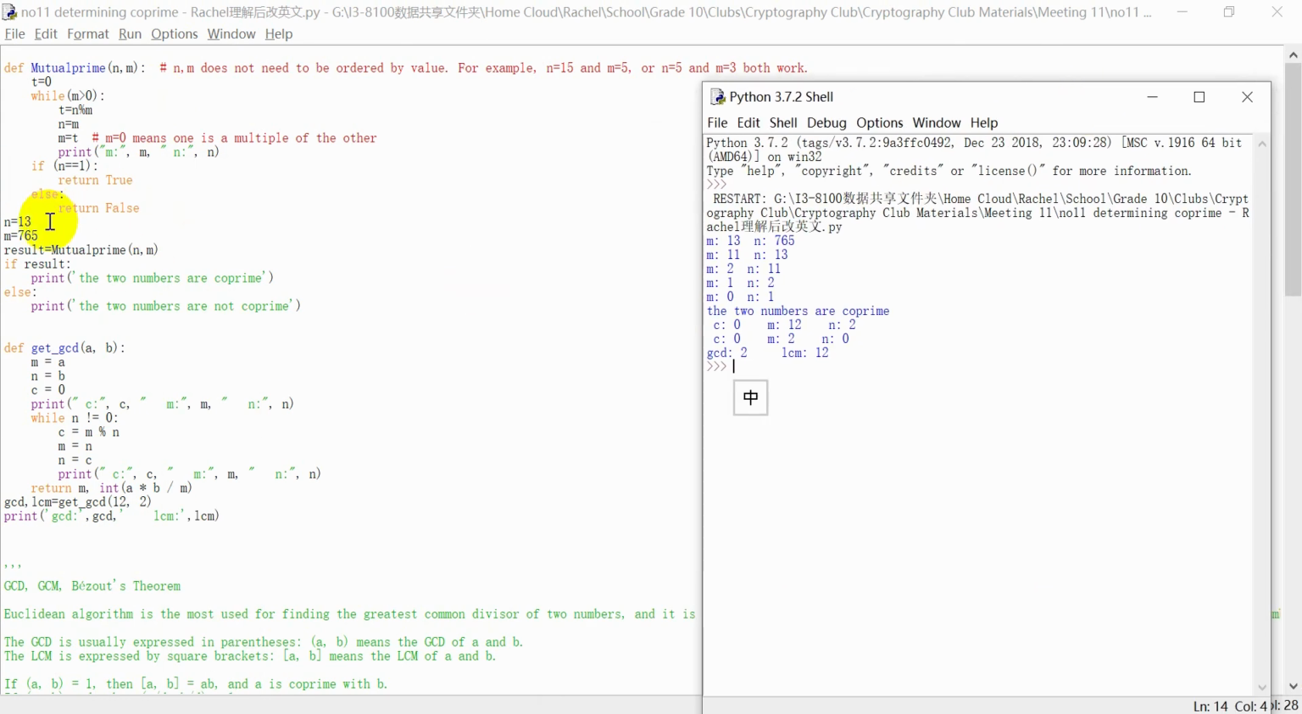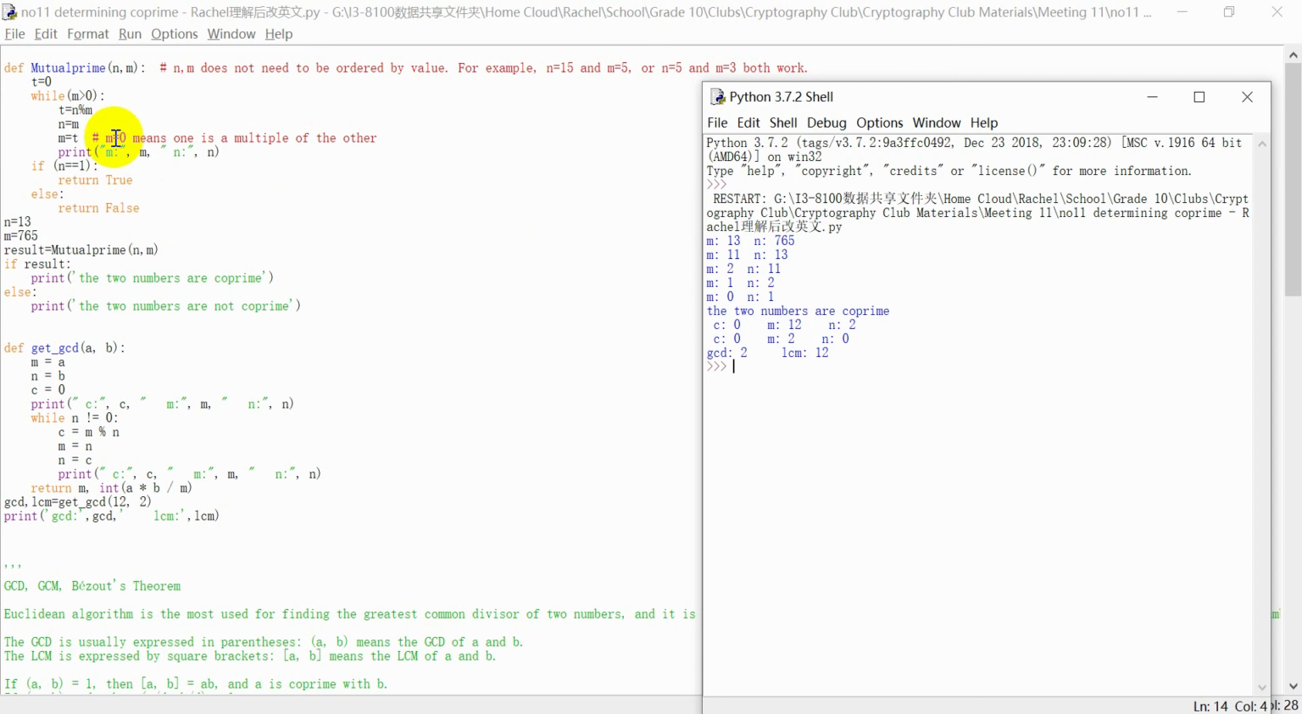Here we have n equals 13 and m equals 765, and then we run the function with these two numbers. So first, n equals 13, m equals 765. It comes into the function. The first print prints m and n.